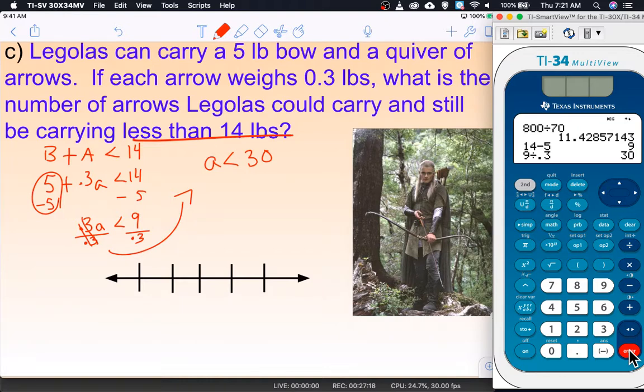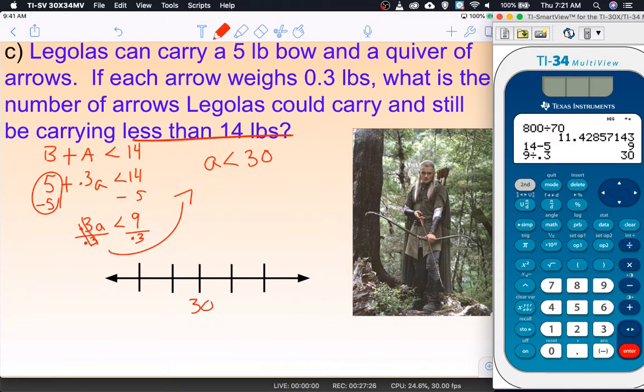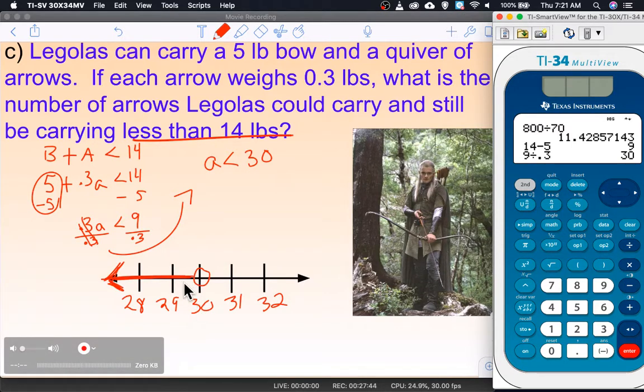Now again, decimal arrows don't quite make sense, but we don't have a decimal here. So we're going to go 30, 31, 32, 29, 28. So we can go hollow dot at 30. 30 is not a number of arrows he can carry, and less than that. And then we would just have to understand that it would not make sense to have like point something arrows. You can't have half of an arrow or part of an arrow. So this would only be whole number answers, 29 and 28 and 27.